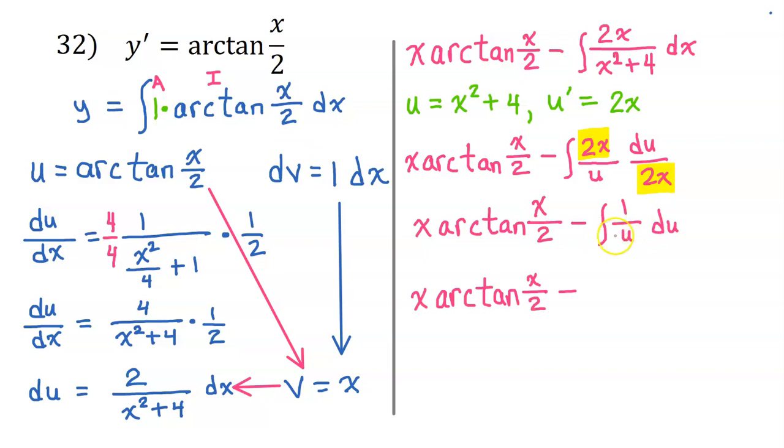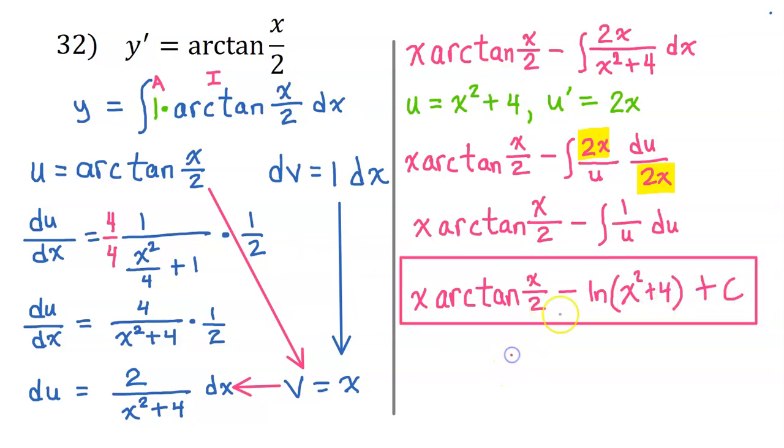The antiderivative of 1 over u is the natural log of the absolute value of u, which is x squared plus 4 plus c. This is the final answer. Notice that we do not need the absolute value symbols because x squared plus 4 is always positive.